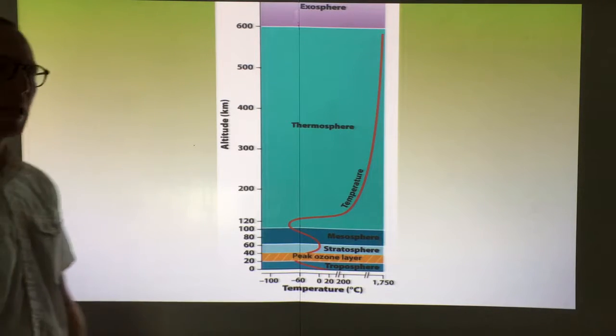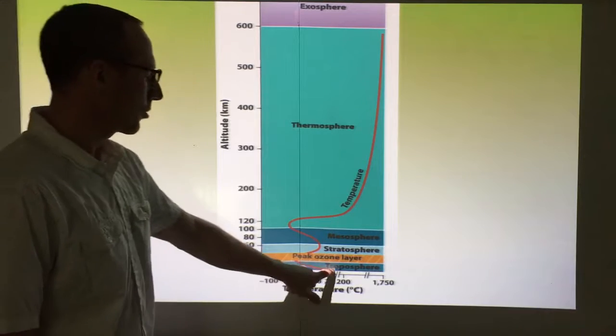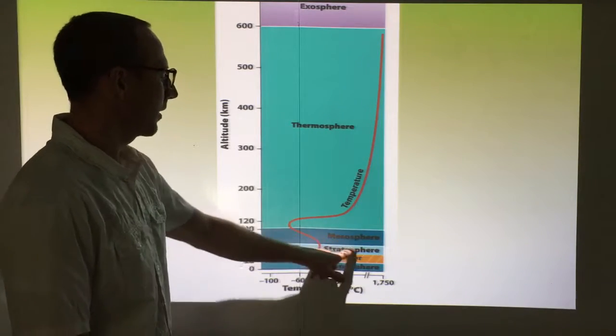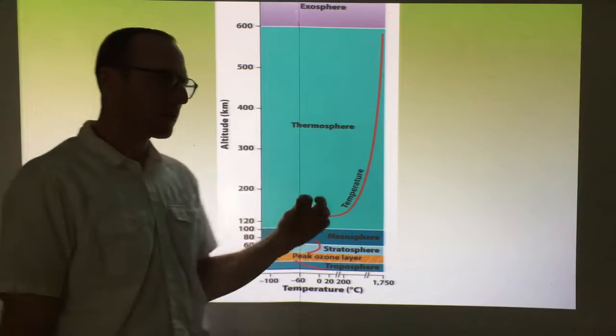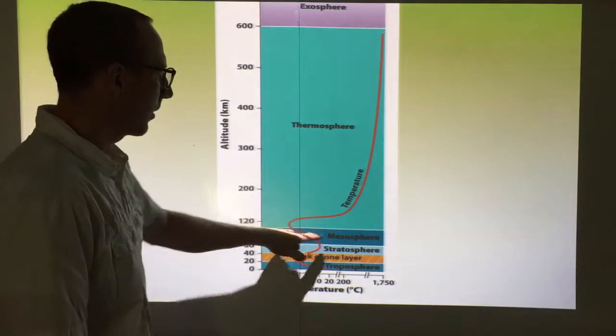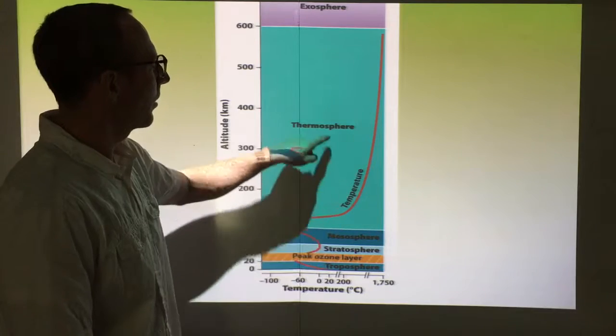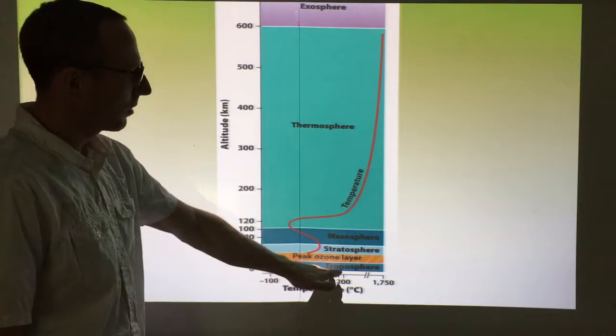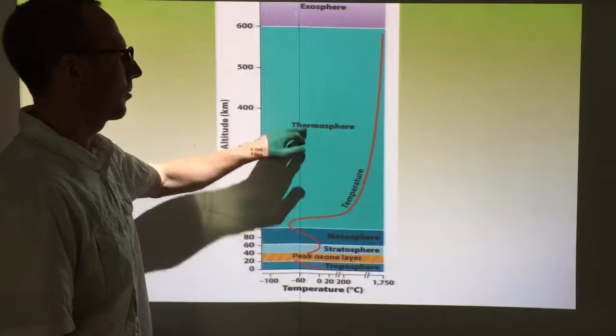So these are the layers of the atmosphere that we need to be familiar with. The troposphere, that's where we live. Okay, the stratosphere is the next layer. And within that is this orange layer that's really important, the ozone layer. The mesosphere is the next layer, and the thermosphere. The exosphere deals with outer space. The ones that we're concerned with are the troposphere, stratosphere, mesosphere, and thermosphere.